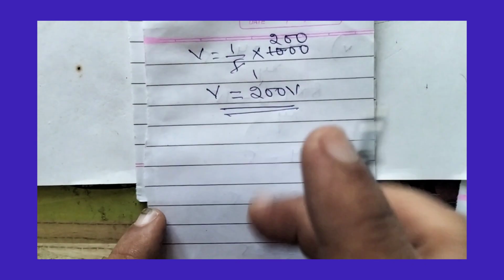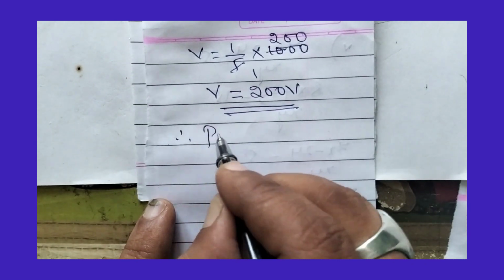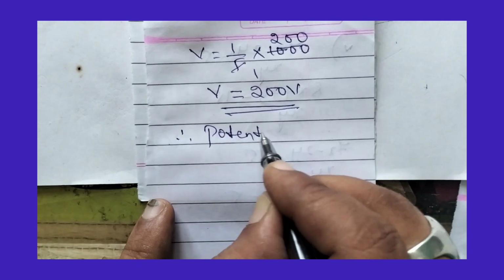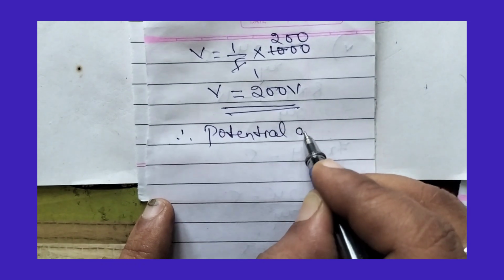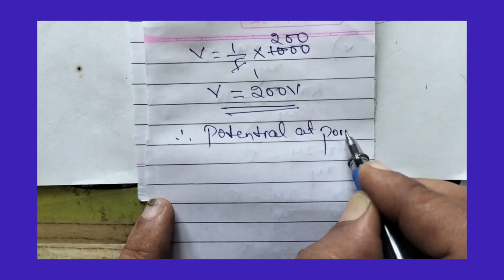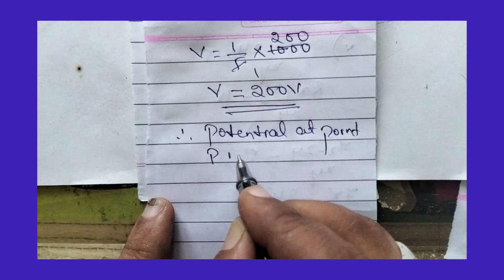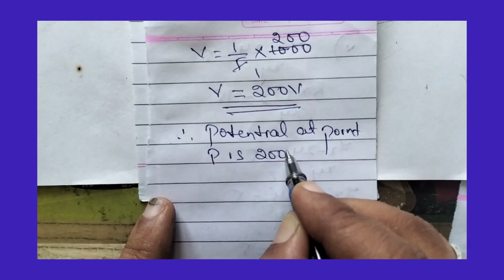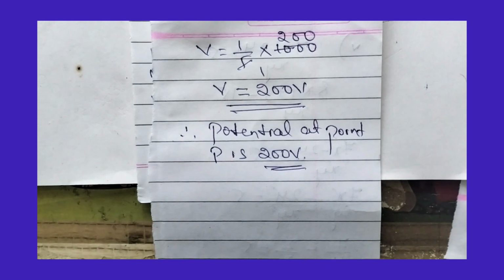So therefore let us write: the potential at point P is 200 volts. So like this we have to calculate the potential. This is how we have to solve this question. Now let us move to the next question.